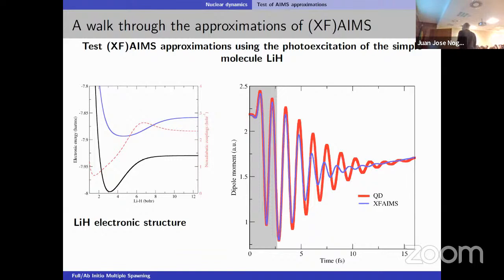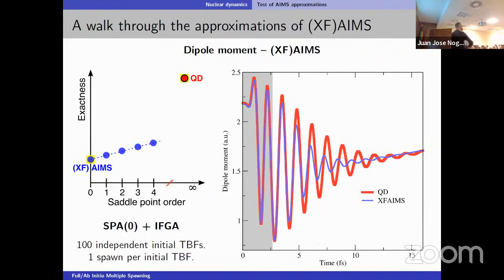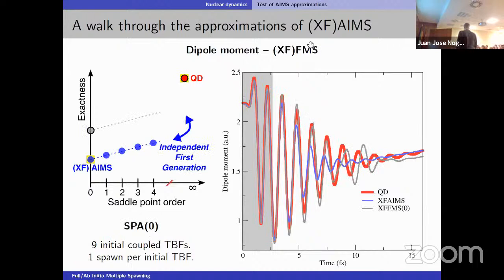But now what we can do is to actually start to climb up and remove the approximations one after the other, okay? So the first thing that we can do is to remove this independent first generation approximation. So what we do is to start on the ground state with 9 of these trajectory basis functions, right? And what you can see here is that this gray line is doing a bit better here, right? We have a bit better description of the amplitude, but then it starts to get quite off at a later time. This is the moment where the wave packet on the upper state starts to move away. This is where the saddle point approximation is going to be suffering, right? Because now we have basically things that are not really in the same position.